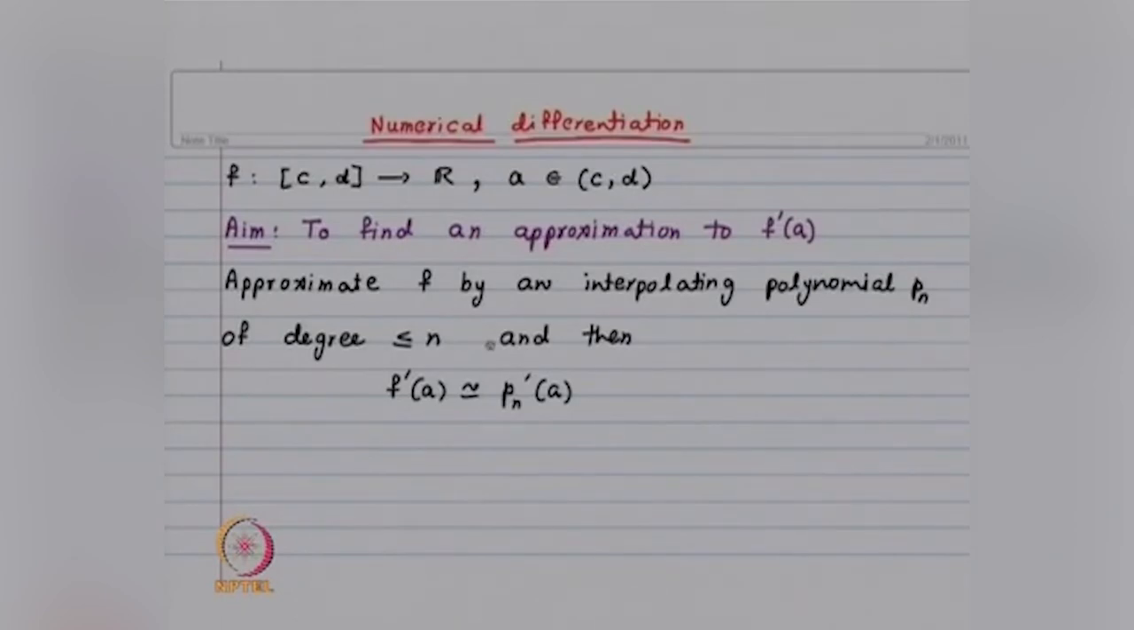The simplest case is to take n equal to 0, that means approximate your function by a constant polynomial. The derivative is going to be 0, so you get an approximation, but that is not really a very accurate approximation. So, instead of n equal to 0, let us look at n equal to 1. That means x0 and x1, we choose 2 interpolation points, fit a polynomial of degree less than or equal to 1, and then its derivative will give you an approximation to f'(a).